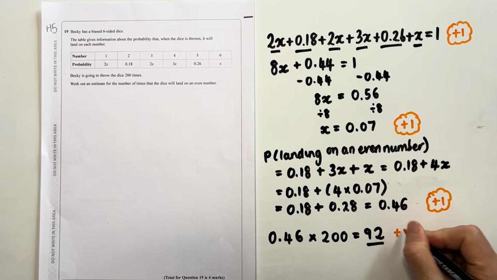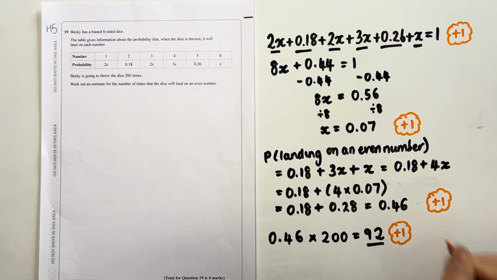And your final point is for finding the estimate for the number of times that the dice will land on an even number is 92.